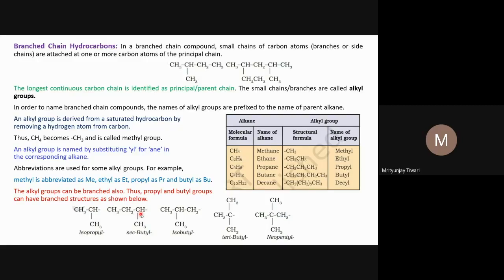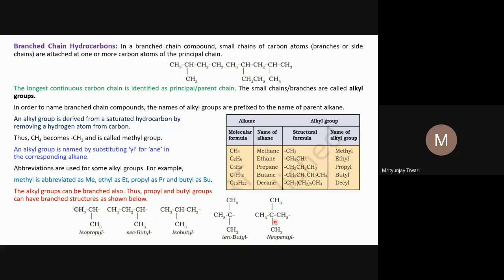The side chain is linked to the main chain, which we also call the parent chain, the principal chain, the primary chain or the main chain. Some books also refer to it as the main chain. So if it is linked to the main chain, the carbon atom is the secondary carbon atom. So this is the secondary butyl group.